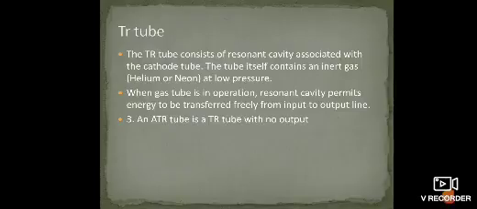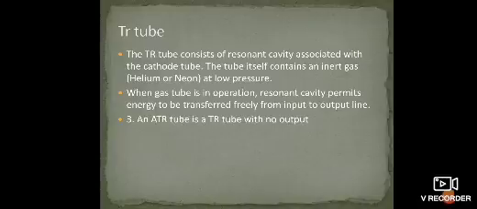I think so. Okay. So in this TR tube, the TR tube consists of a resonant cavity and is associated with a cathode tube. That means it will work as a cathode tube. We are well aware of anode tubes and cathode tubes. The tube itself contains inert gases, made up of helium and neon at low pressure.